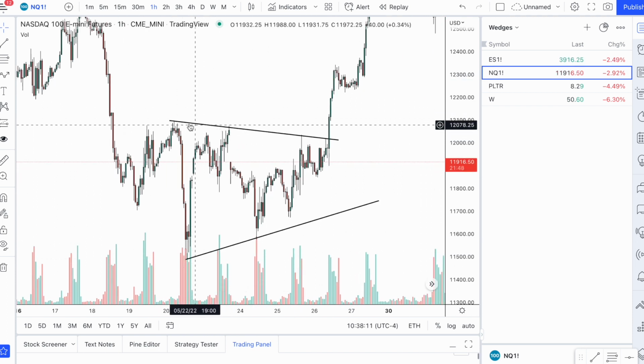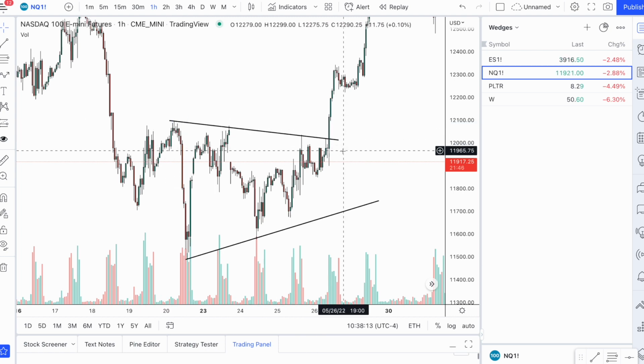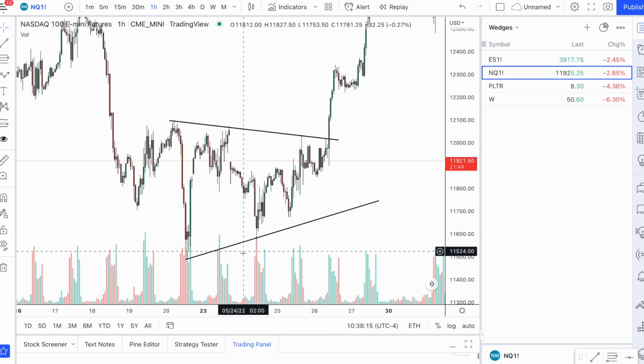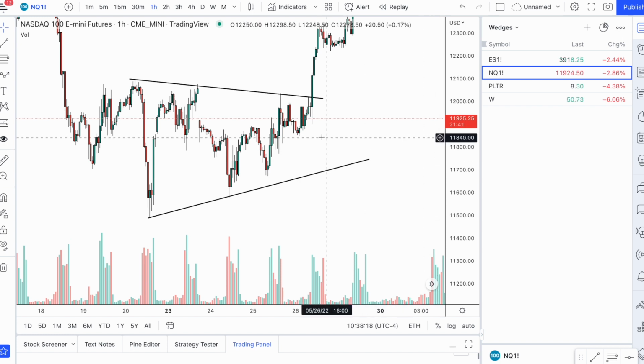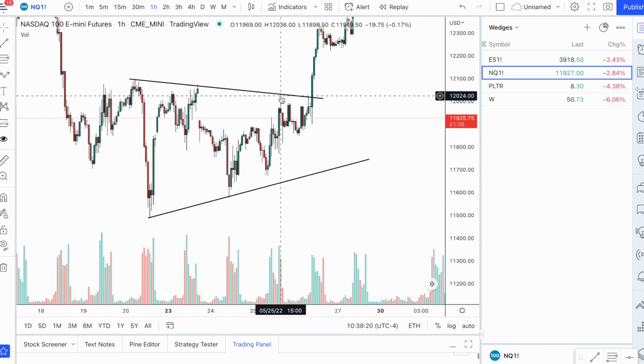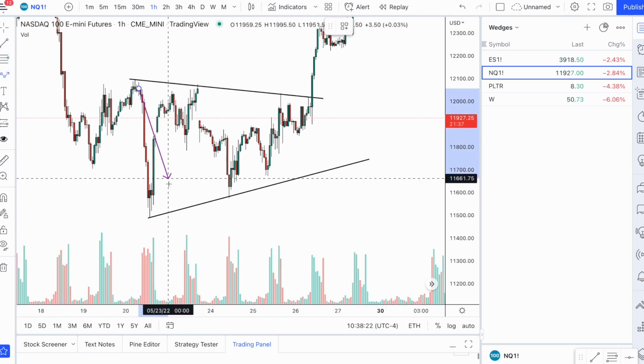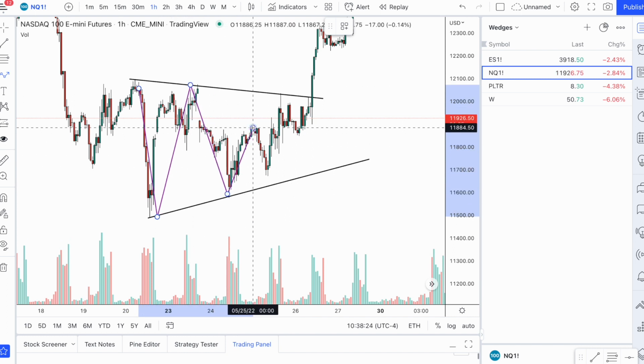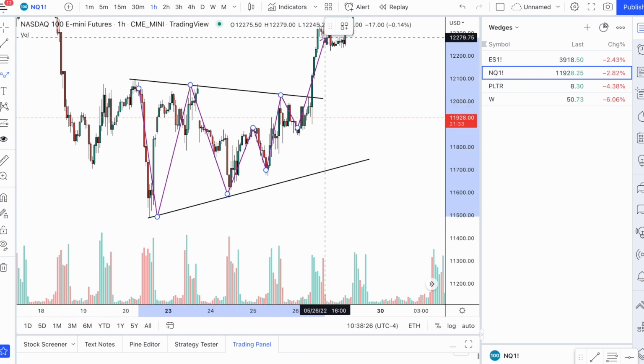It makes a lower high, and that's where you draw your trend line out. And then it makes a higher low, and that's where you draw your trend line out. And so you can see price came up and tested this trend line one more time. Price got more consolidative as time went on, and then eventually broke out.